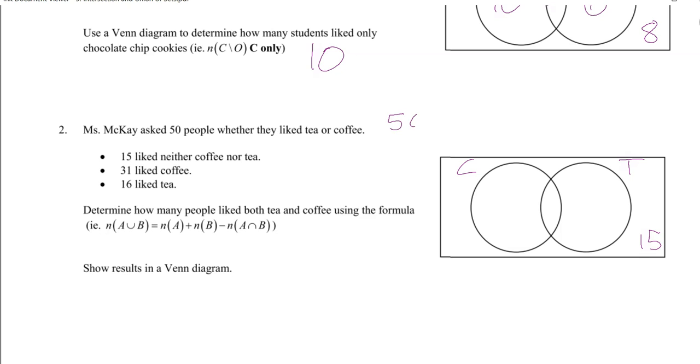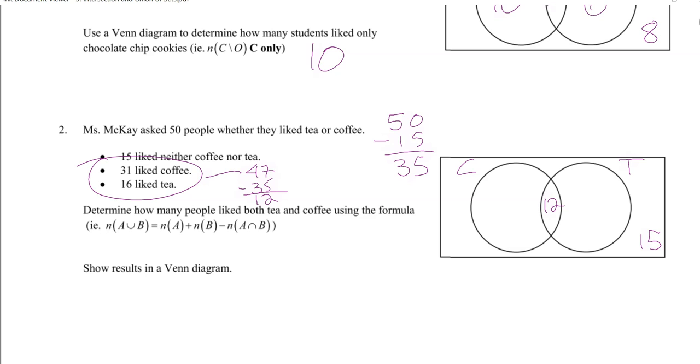So how many people do we have left to account for? Okay, so we got 50 minus 15, so we've got 35 people left to account for. But how many people do we have to place? 47. So what does that mean? Some of them like both. How many? Okay, so we still have 47 people, but we only got 35 spots left. So 12 of those people like both.